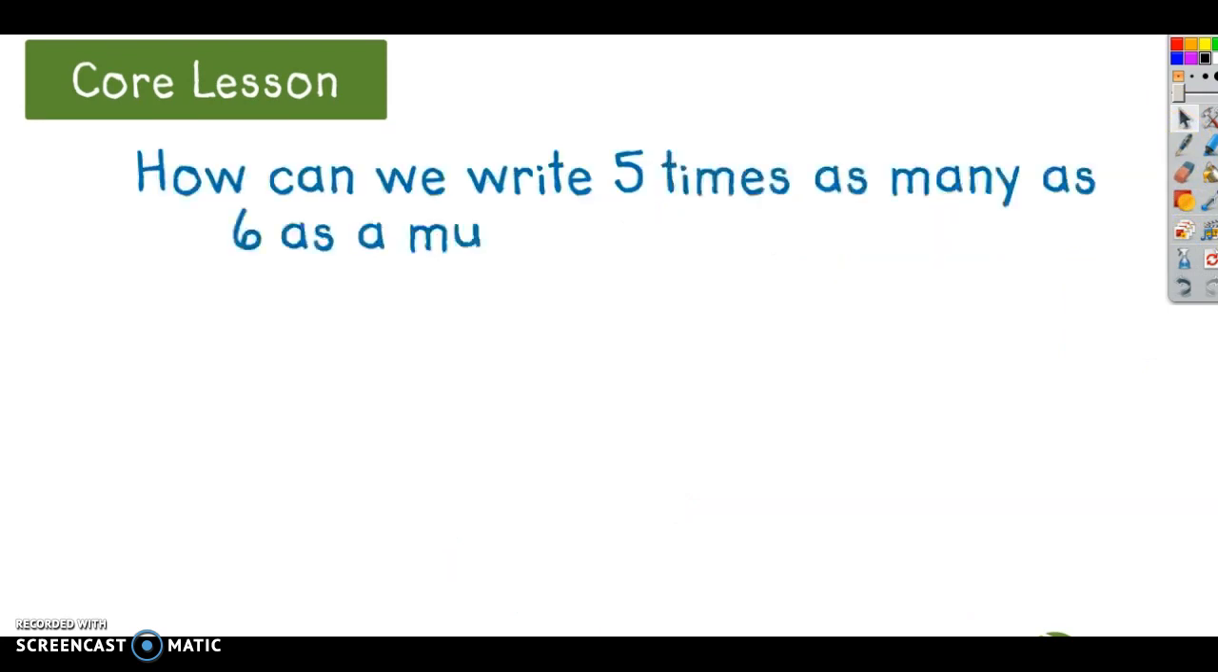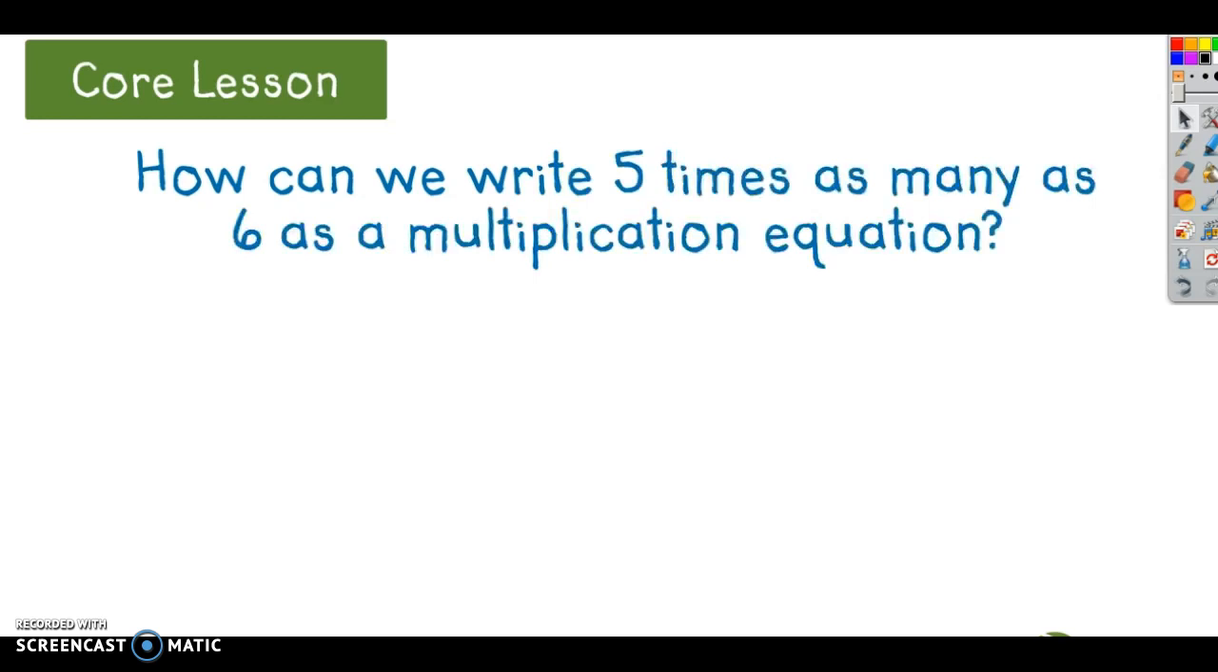How can we write 5 times as many as 6 as a multiplication equation? So now you've had a few examples, so hopefully it's getting a little bit easier. So again, write an equation. If you need the bar model to help you, draw that out and then hit play once you're done writing the equation for 5 times as many as 6.